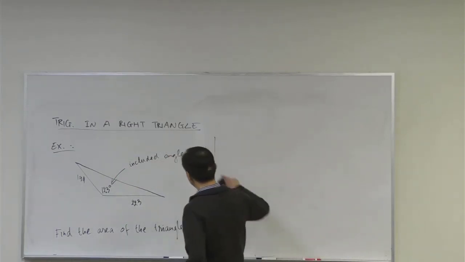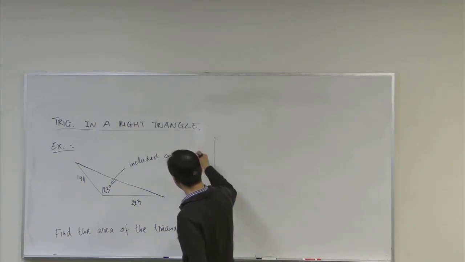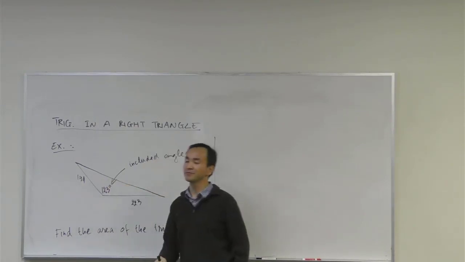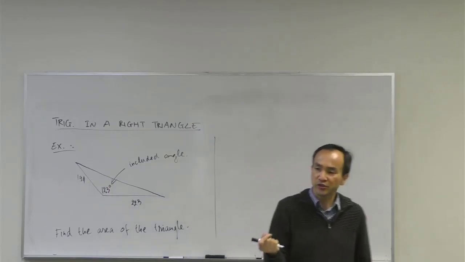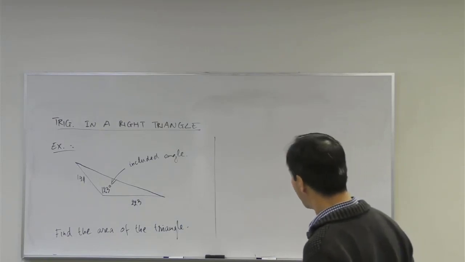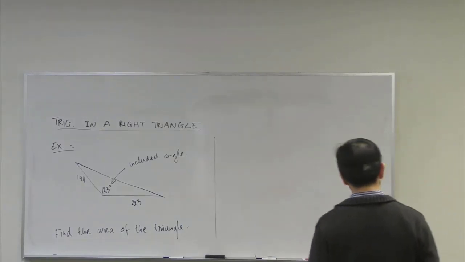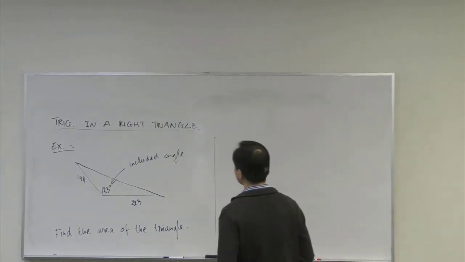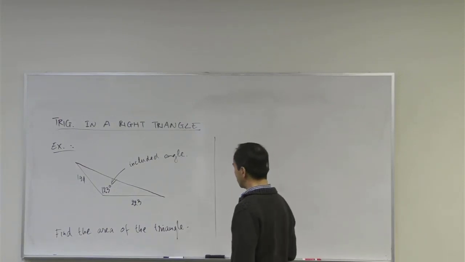Why did I put the plural on this angle over here? There's only one included angle, the included angle between the two sides. And any two sides in a triangle are always consecutive, always adjacent with each other. Now we want to find the area.